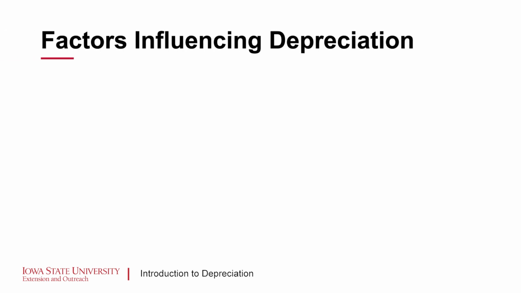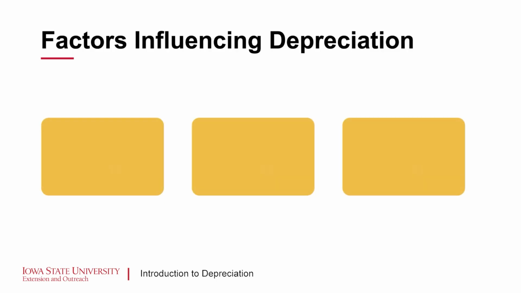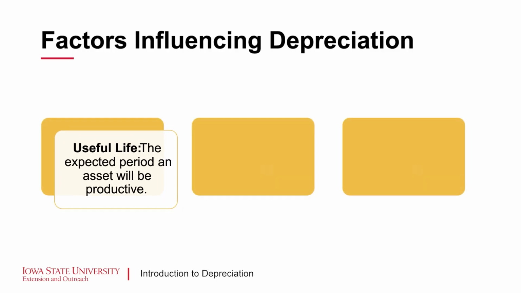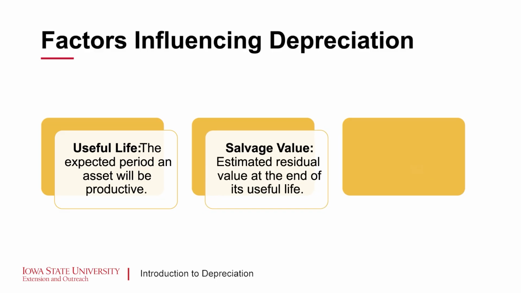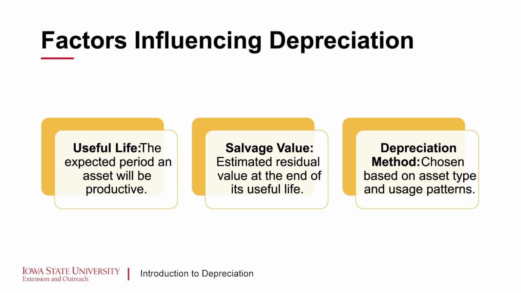When calculating depreciation, there are 3 key factors to consider. The first is useful life, which refers to how long we expect the asset to be productive and provide value to the business. The second is salvage value, which is the estimated amount the asset will be worth at the end of its useful life, what we might sell or trade it in for. And finally, the depreciation method depends on how the asset is used. We choose the method that best reflects its usage pattern and type, whether it's a vehicle, machine, or piece of equipment.